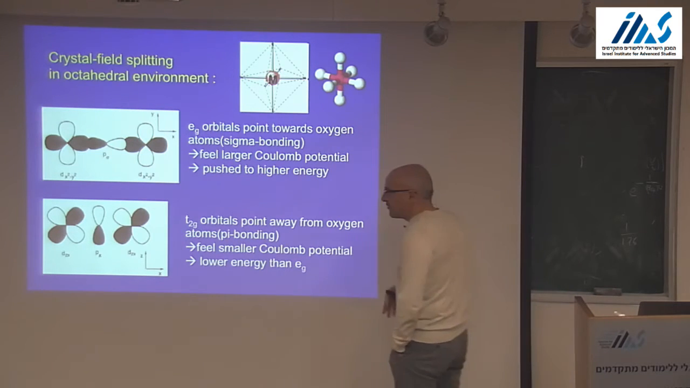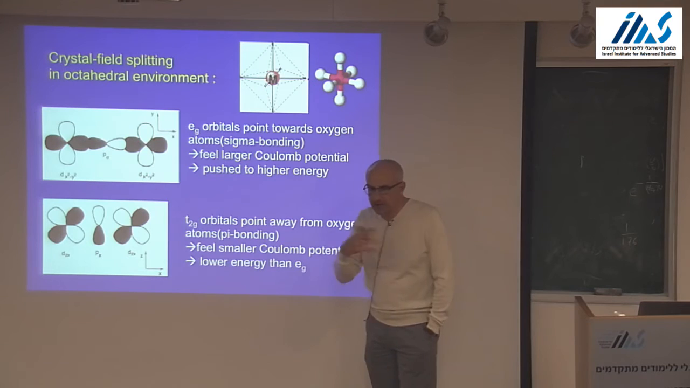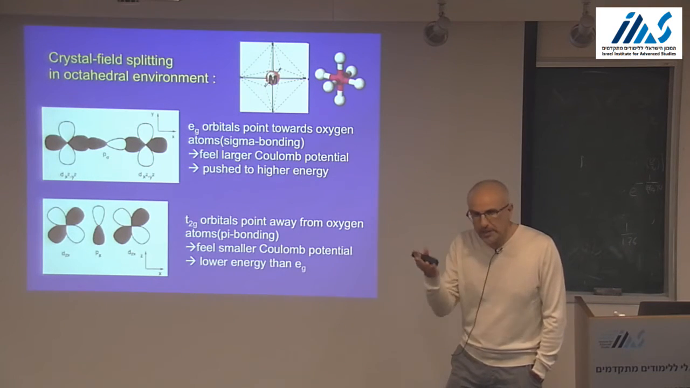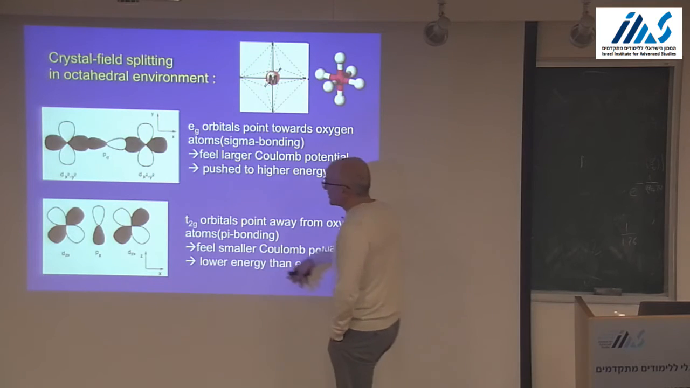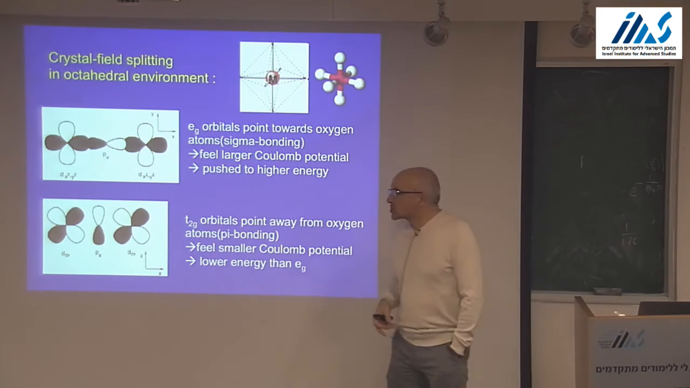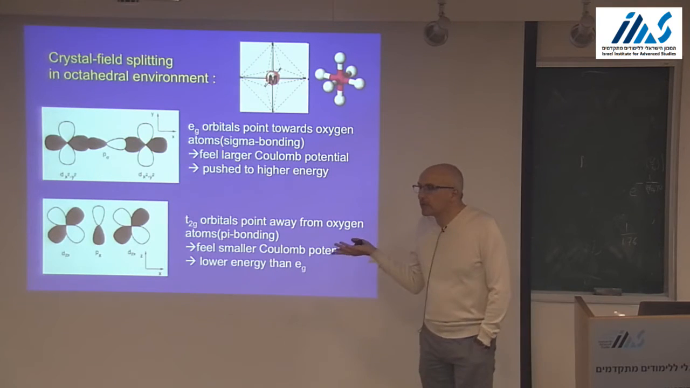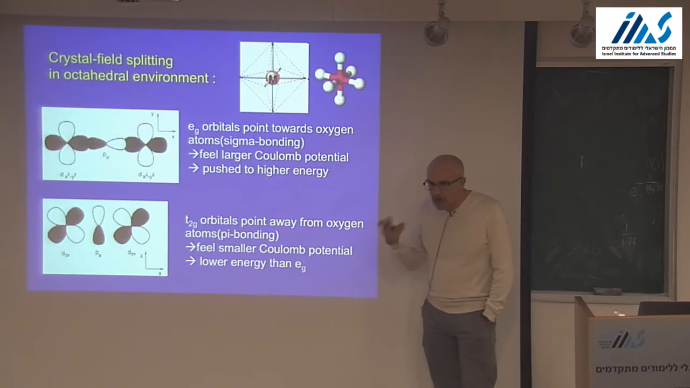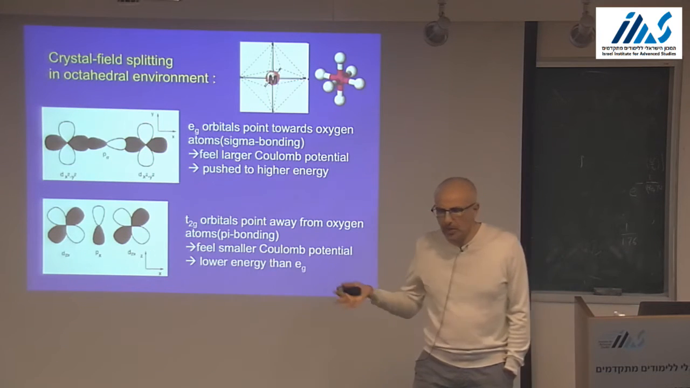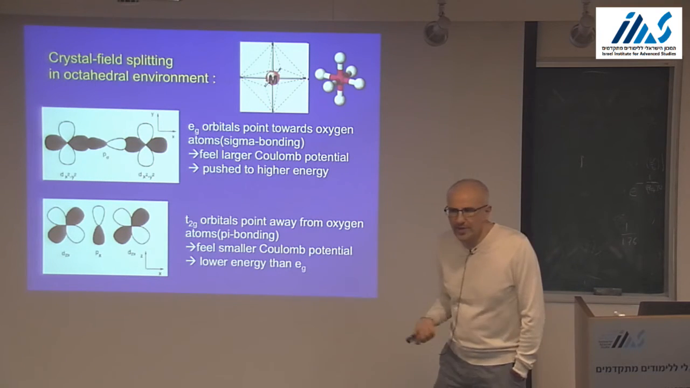Of course, if you change the environment, if you go from octahedral to tetrahedral, something else will happen. In fact, in tetrahedral environment, these two guys have lower energy than these guys. Okay, so in terms of group theory, we've just looked at what are the irreducible representations of the cubic symmetry group. That's what we are really doing.